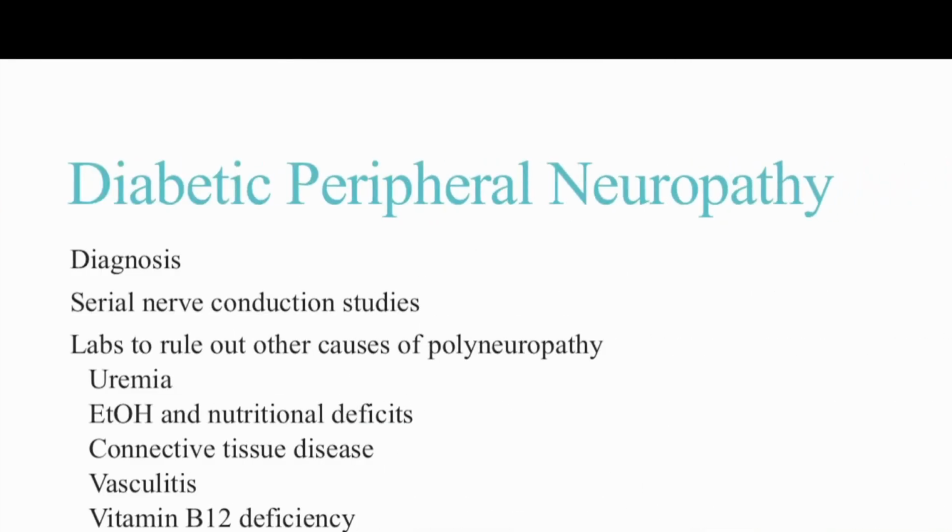Diagnosis, you get some serial nerve conduction studies and see, is that nerve conduction getting worse over time? That means that nerve is worsening. Rule out other causes of polyneuropathy. So uremia, ETOH, B12, hypothyroidism. Make sure you rule out other causes for that numbness and tingling before you just say, oh yeah, it's just diabetes, and move on.